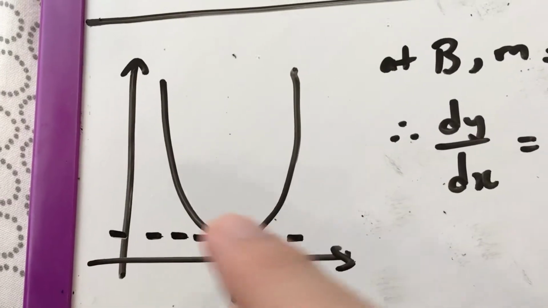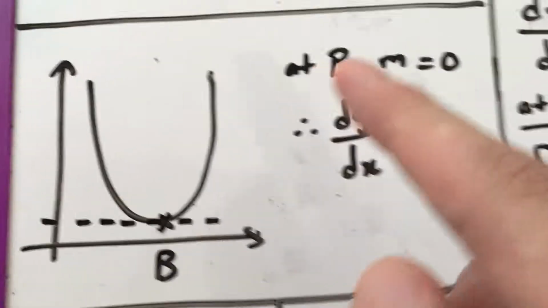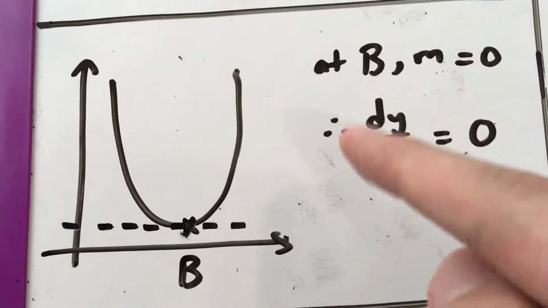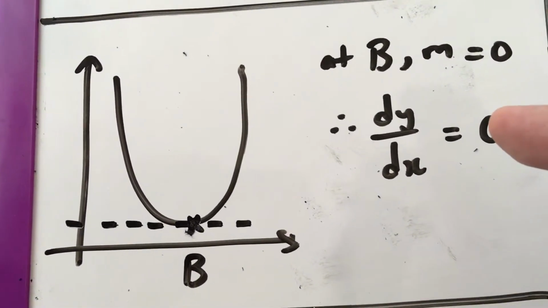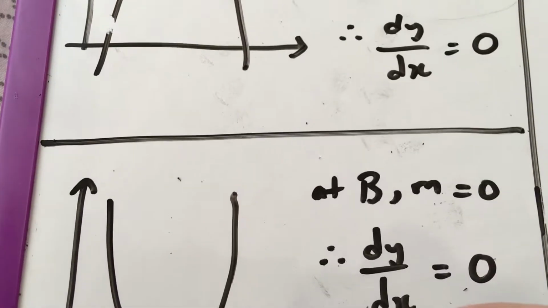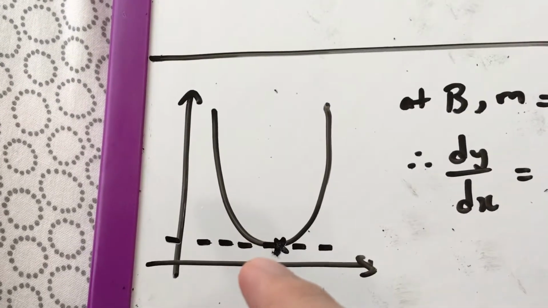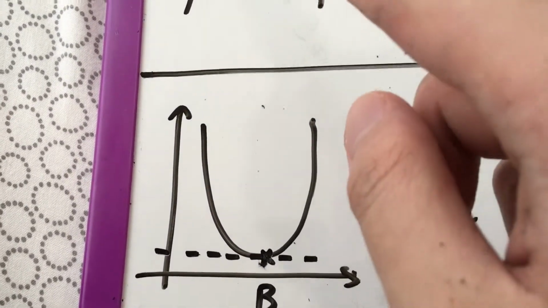This one is a minimum point. It's the lowest part of the curve. But the same thing still holds. The gradient here is still 0, so dy dx is also 0. So when dy dx is 0, you can conclude that that's where your turning point is, your maximum or your minimum point. So that's all about turning points.